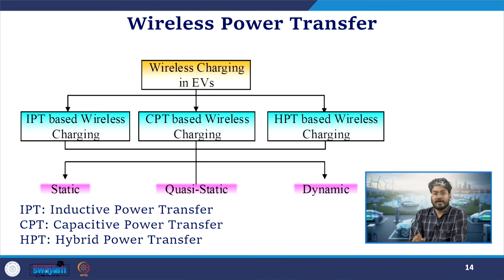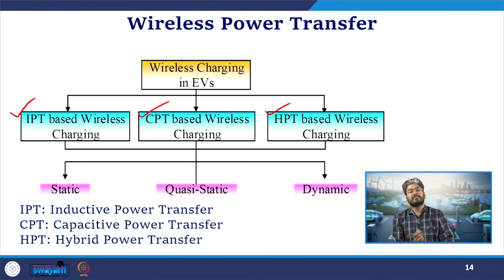Now let us see what are the types of wireless charging. Specifically for our electric vehicle applications, we have three different types of charging modes. First is your inductive power transfer based wireless charging, then capacitive power transfer based wireless charging, and hybrid power transfer, where we will have both of them, that is inductive and capacitive.